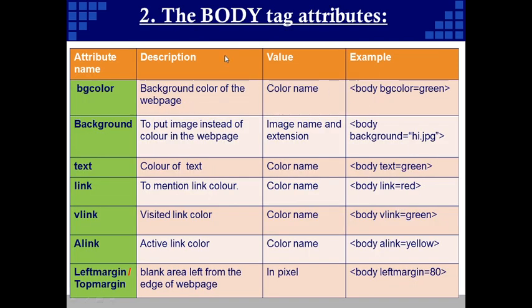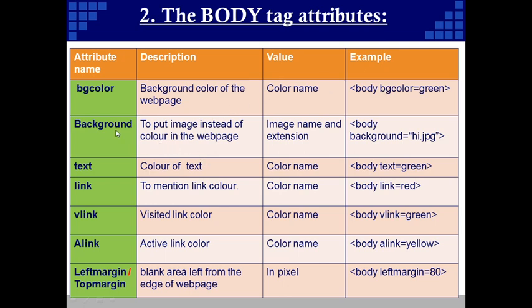The second group is the attributes of the body tag. So bgcolor means the background color of the web page. If you want to apply a background color to your web page, then you have to mention bgcolor with the body tag. This is the example: body bgcolor equal to, then you mention the color that you are going to apply to your web page. You can apply the color by using a hexadecimal value.